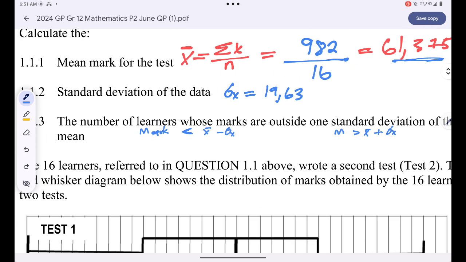Altogether. So over here I simply have my mean, 61.375, minus 19.63. That's basically 41.745.